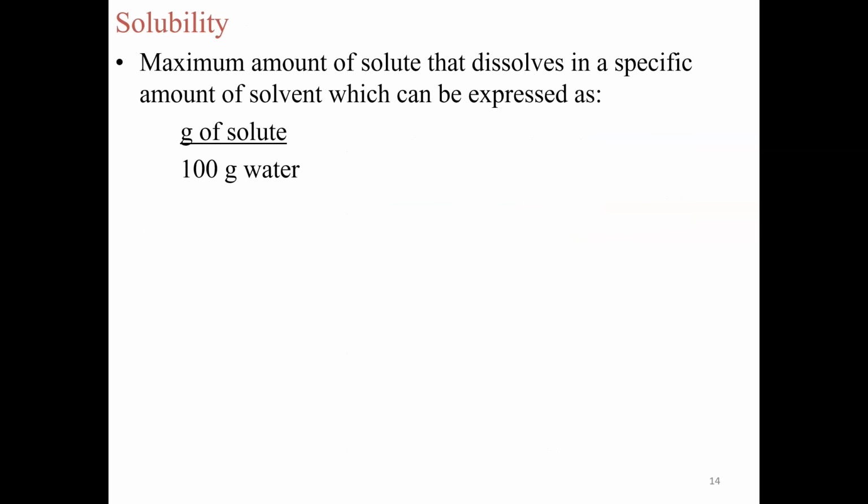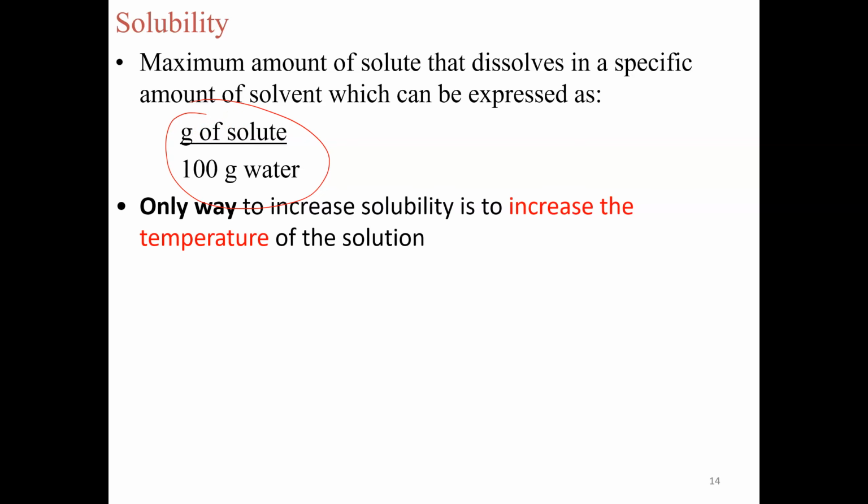All right, so solubility. It's the maximum amount of solute that can dissolve in a specific amount of solvent, which can be expressed like this. It's typically represented in grams of solid per 100 grams of water. That's the way it's represented. So this could be 20, this could be 5, this could be 60. Every chemical is different in terms of how much of it can dissolve in water. The only way to increase solubility, and this is very important, that's why it's in red, is increasing temperature.